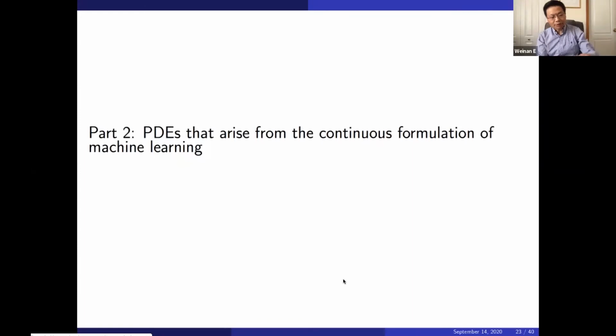Let me see how much time. Oh, I need to speed up. 12 minutes left. So the first part is about high dimensional PDEs. The second part is about PDEs that come from the continuous formulation of machine learning.